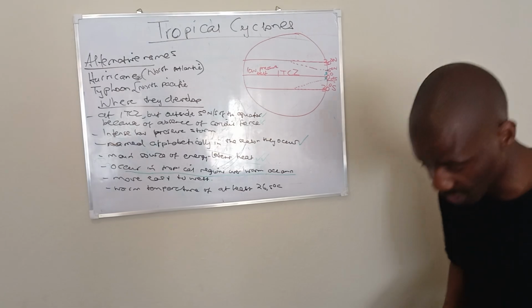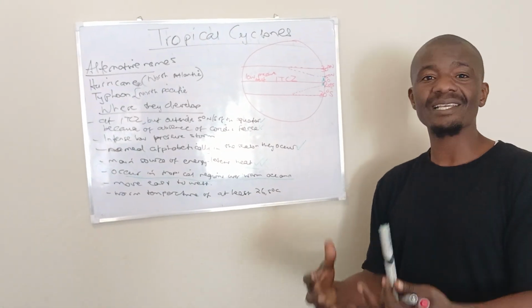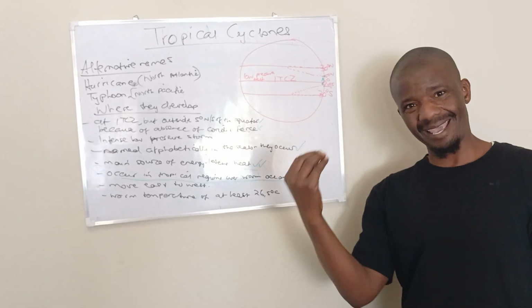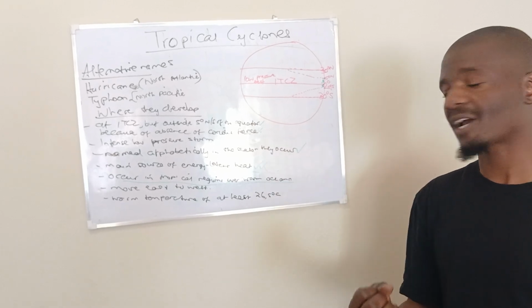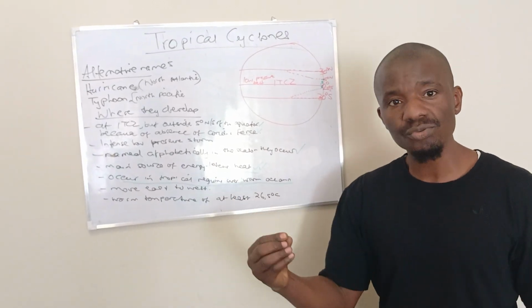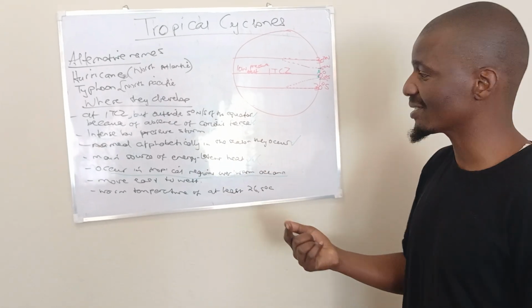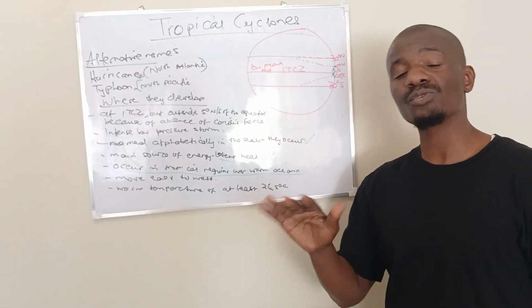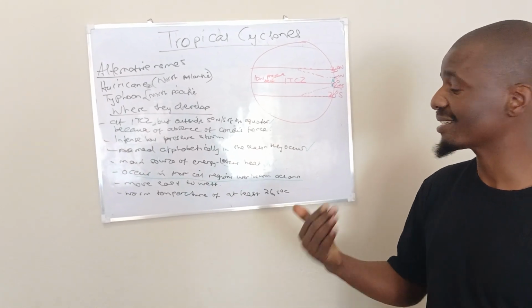Normally where there's warm oceans, what happens? Warm air is forced to rise. There's a lot of evaporation that takes place, which means the rising air has got a lot of moisture. And when the rising air cools, it's cooled adiabatically, which means for every increase of 1,000 meters, the temperature drops by about 6 to 6.5 degrees Celsius. That's why we say it is adiabatically cooled.